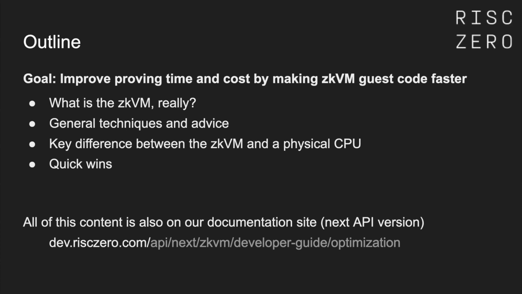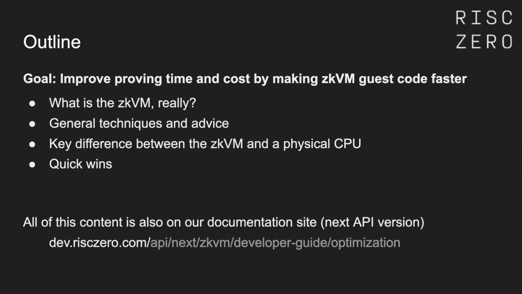The big picture of why we care about this is that our real goal is to reduce the overall proving time and cost by making the zkVM guest code run faster. If your guest runs faster, you have a shorter execution. If you have a shorter execution, it takes less time and energy to prove. That makes your applications run better.